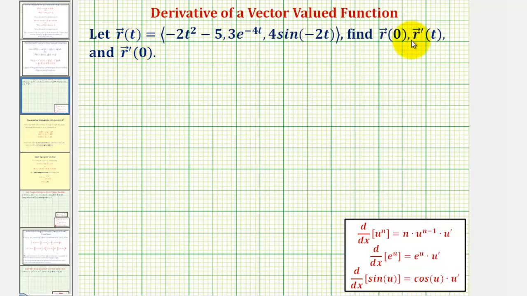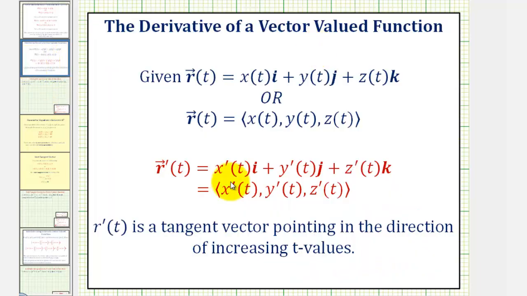R prime of t would be another vector-valued function where if we evaluate r prime of t, it would give us a tangent vector to the curve. So r prime of 0 will be a tangent vector to the curve at t equals 0. And to find r prime of t, for review, we need to find the derivative of the x, y, and z components of the vector-valued function.